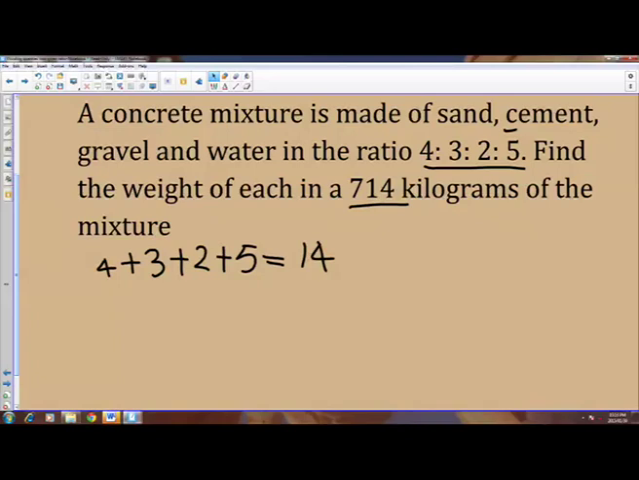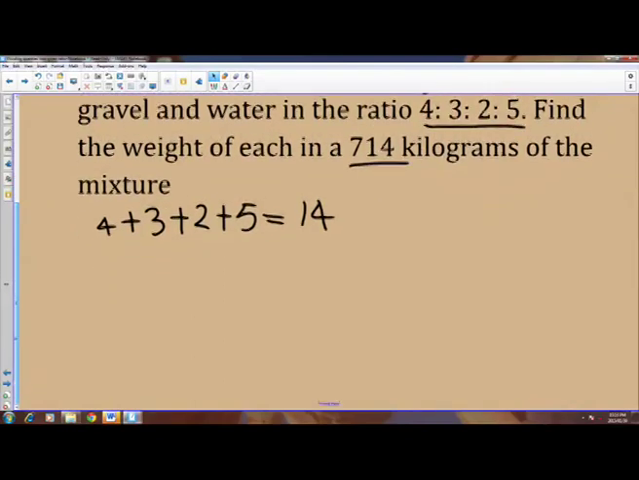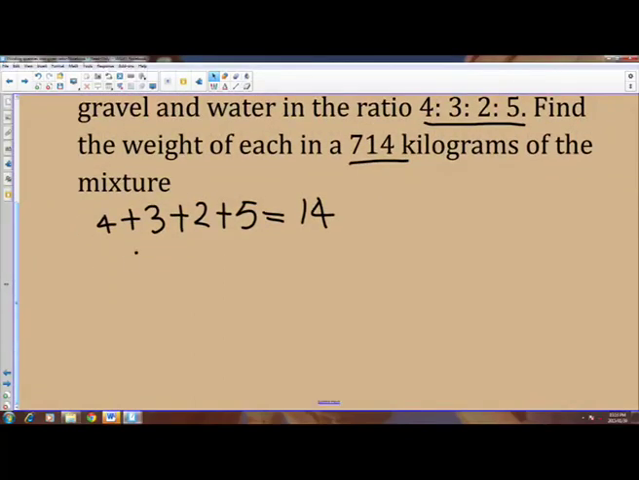We are now to find the weight of each. We'll start by finding the weight of sand. Sand here is represented by 4 parts. So sand is equal to 4 divided by 14 times 714. Take your calculator and then divide.